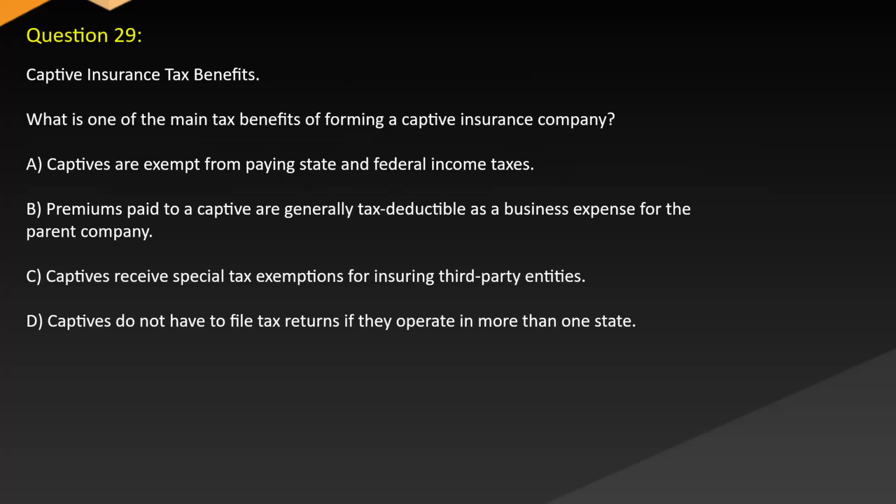Question 29. Captive insurance tax benefits. What is one of the main tax benefits of forming a captive insurance company? A. Captives are exempt from paying state and federal income taxes. B. Premiums paid to a captive are generally tax deductible as a business expense for the parent company. C. Captives receive special tax exemptions for insuring third-party entities. D. Captives do not have to file tax returns if they operate in more than one state.